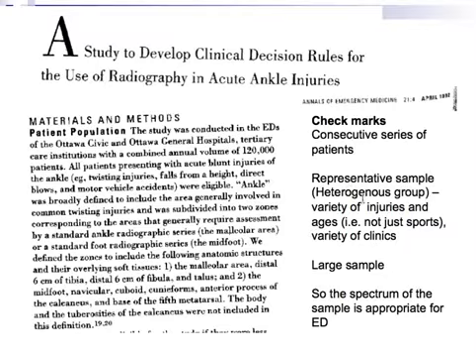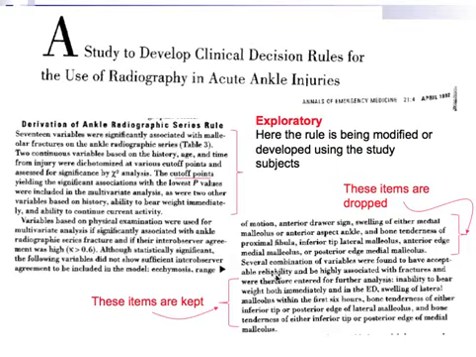And so we look over here for some check marks. Is it a consecutive series of patients? Yes. Is it a representative sample? So it has heterogeneous groups of a variety of injuries and ages. Is it a large sample? 120,000 patients a year, so yeah, that's going to be big. And the spectrum of the sample is appropriate to the ED. And so that's kind of how we would interpret that paragraph.